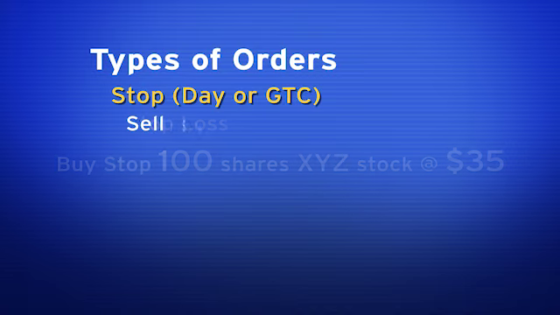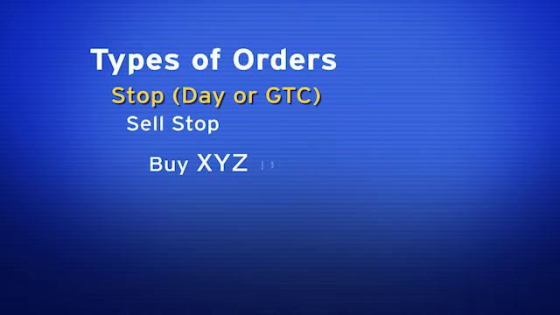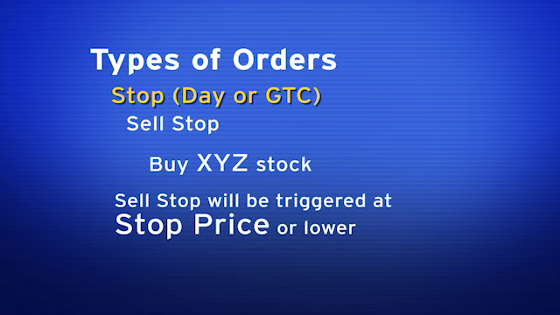Let's take a look at a sell stop order. A sell stop order is used to protect a long stock position. I buy XYZ stock. I think the price is going to go up. But I want to protect myself, and I want to stop my loss if the price goes where? Down. If the price goes down. So sell stop is going to trigger at my stop price or lower to stop loss on a long position. The order is placed below the market.